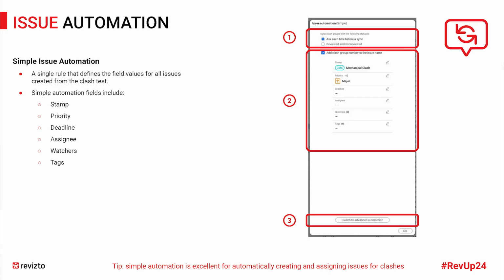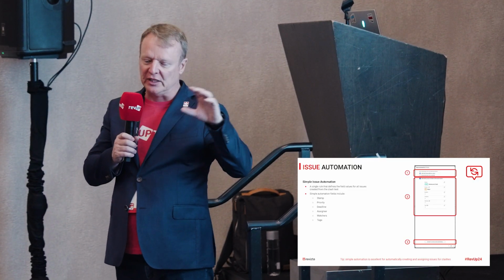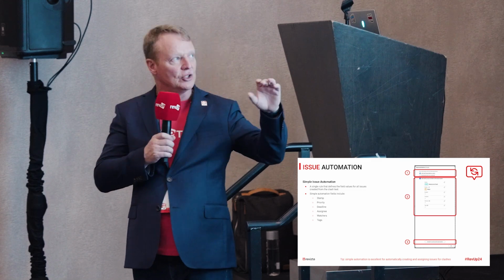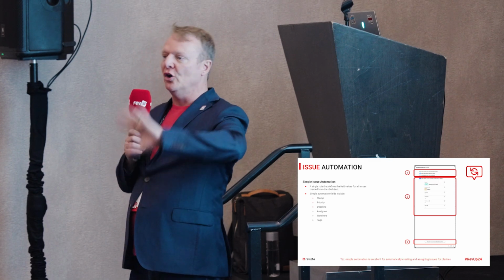Issue automation. That's probably one of my most favorite things inside Revizto. There are two parts to issue automation. There's the simple issue automation, which works at the macro level: selection A versus selection B is clashing, it needs to go to the structural engineer. So you can define the stamp, the priority, deadline, the assignee, the watches, the tags. And it's kind of designed to be that brute force, large scale overview. So you can say all these clashes in this clash test are going over here.